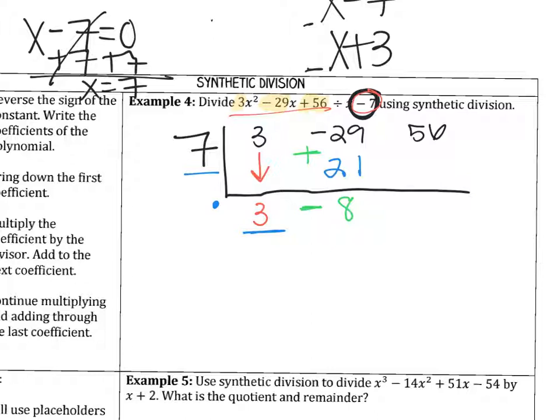Then you're going to do the same thing we did with the 3. You're going to say 7 times negative 8, which is negative 56. And we're going to write that up here. And we're going to add these two together. Well, 56 minus 56 goes away. It's just 0. And whatever's left over here is your remainder. So in this case, we've got 0 as a remainder. If there was another number that's very last, that's your remainder, like we had for regular division.